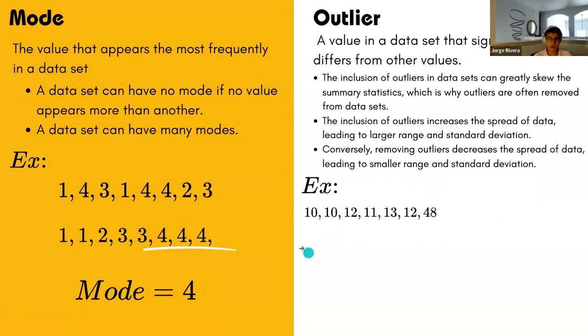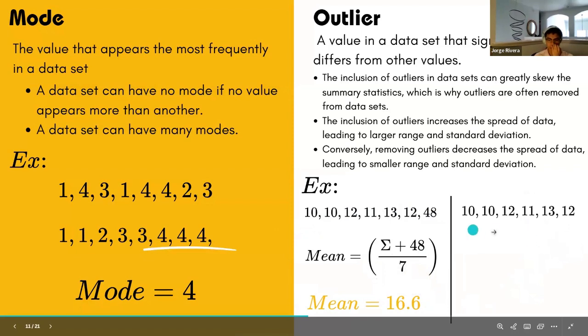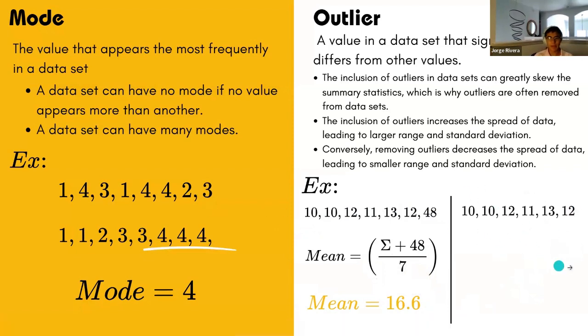So here, I'm just going to go through this. We have 10, 10, 12, 11, 13, 12, and 48. All these are in the 10s, but here we have a number, 48. If we want to calculate the mean, it's the sum of all of these numbers plus 48 over 7, because we have 7 numbers. That gives us a mean of 16.6. But then if we disregard 48, we say, oh no, that's an outlier.